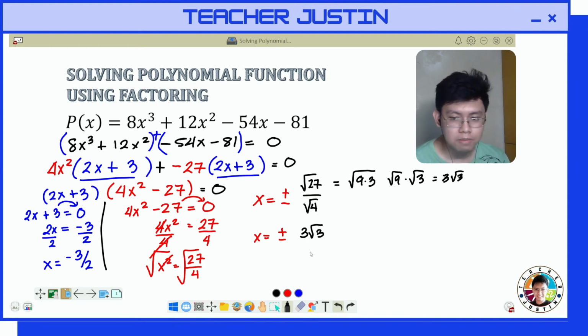Next, for our denominator, what's the square root of 4? The square root of 4 is 2. So this will be our simplified form of the square root of 27 over 4.